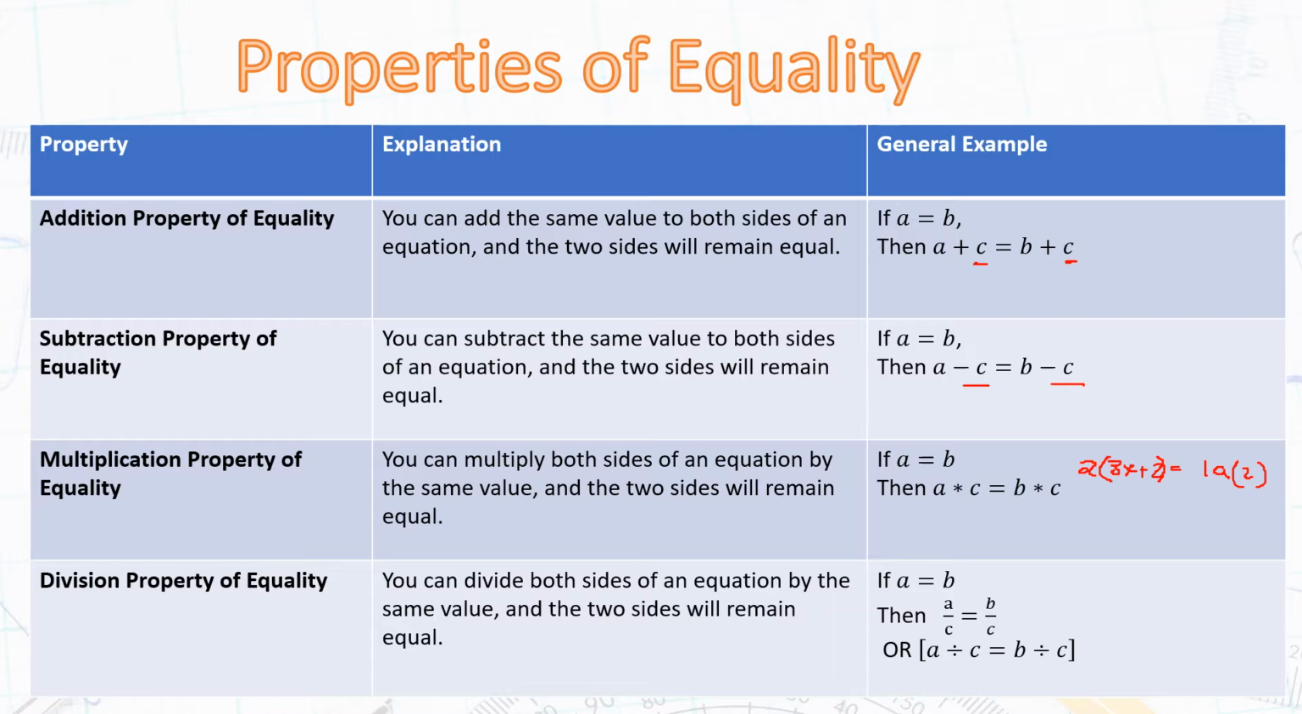And then division property, exact same thing. You can divide both sides of an equation by the same value, it will remain equal. So like if you cut both values on either side of an equation in half, then you would still have the same amount equivalent to one another on both sides.